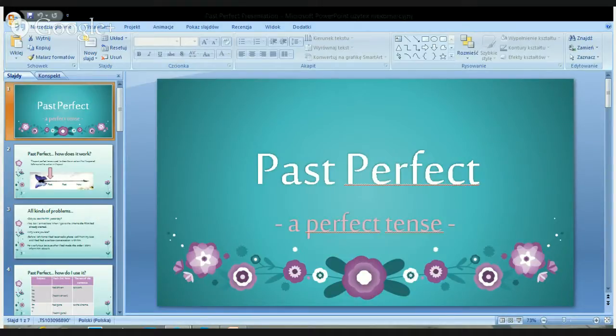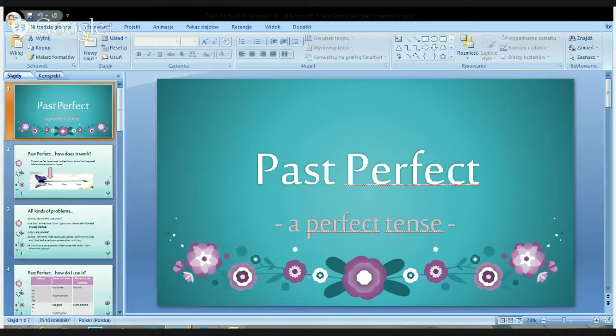So when do we actually use it? In an action which happened before another past action or before a stated time in the past. For example, they'd already reserved a table when they went to the restaurant, or they'd already sat down for dinner by 8 p.m.